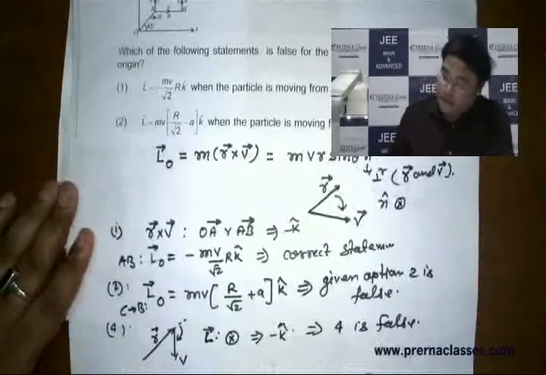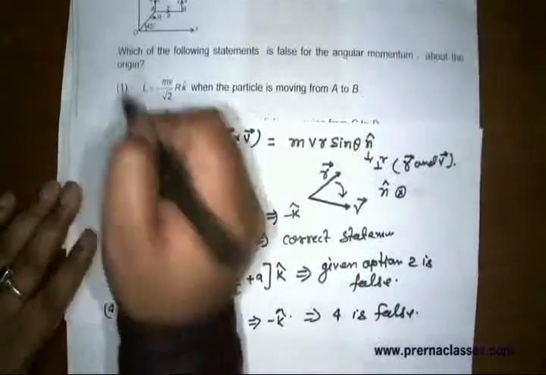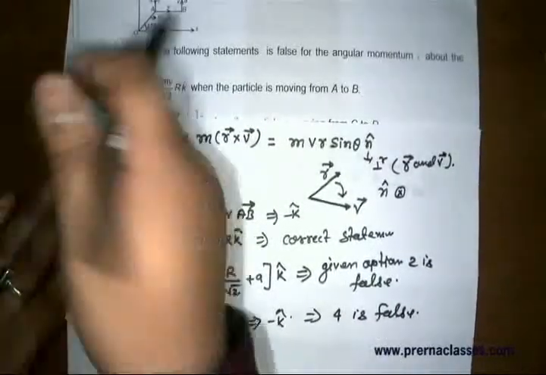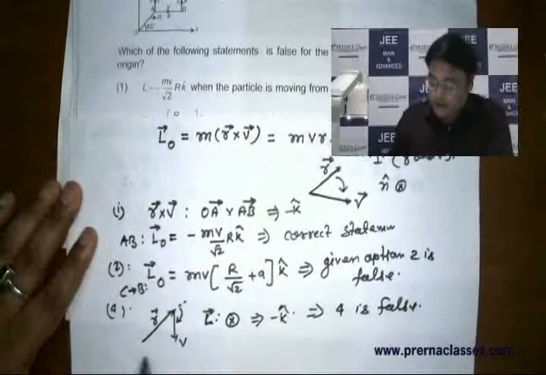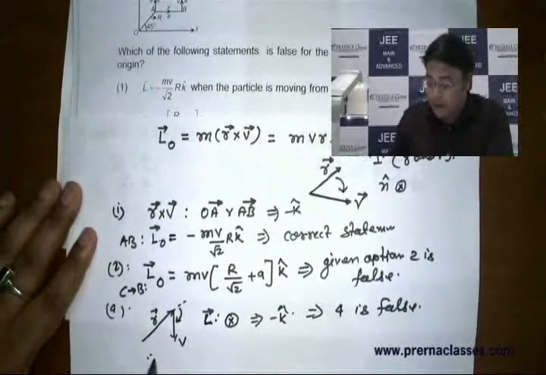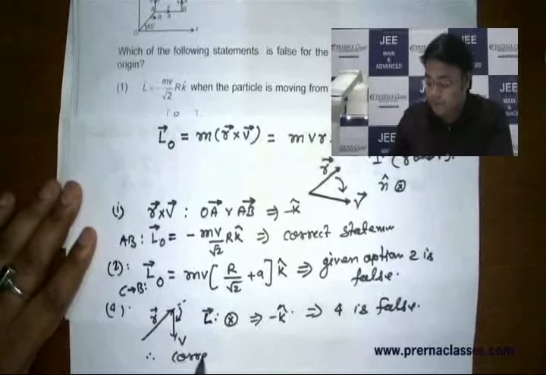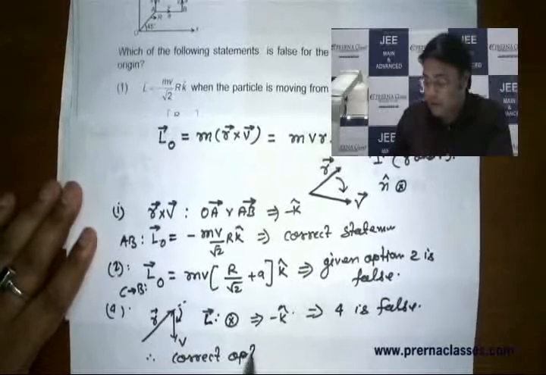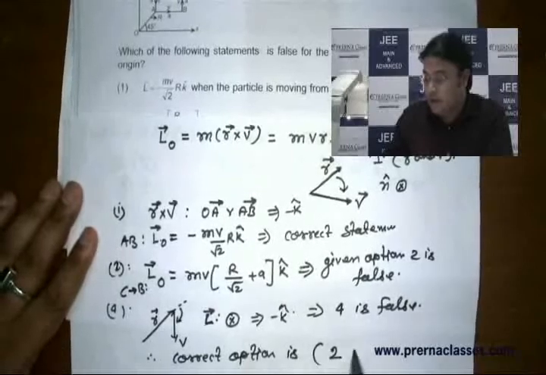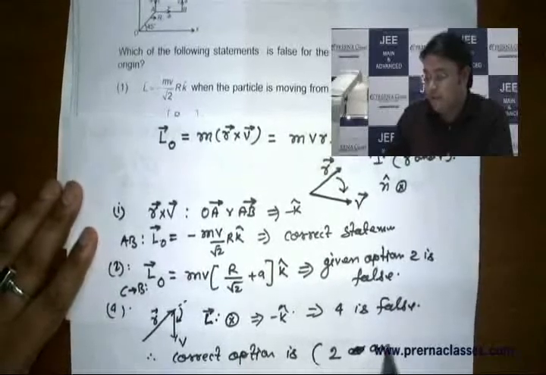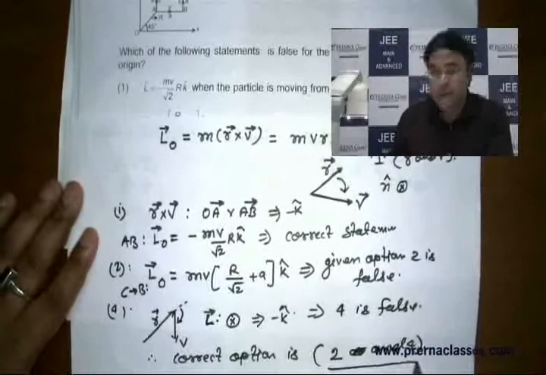Clear? So this question is not a single choice question. It is actually a multiple choice question. Clear? So the correct option is 2 or 2 and 4. Clear?